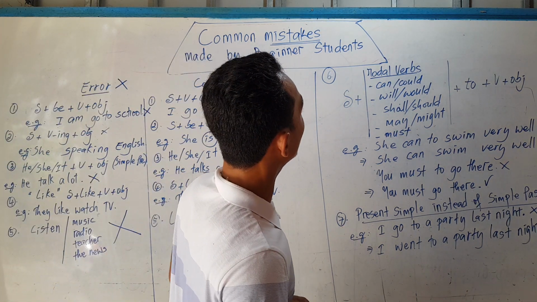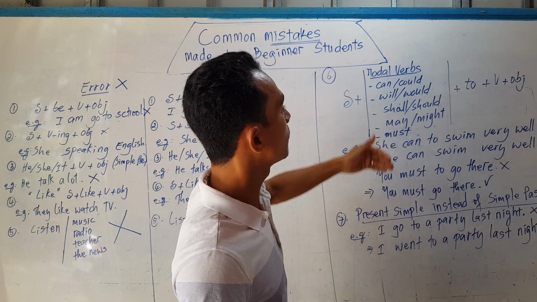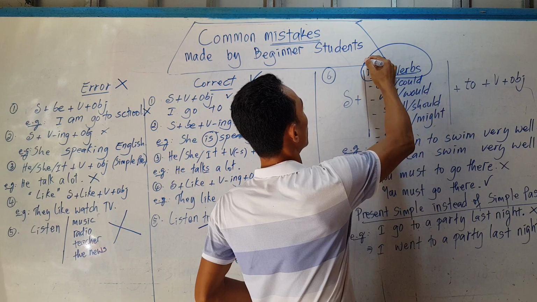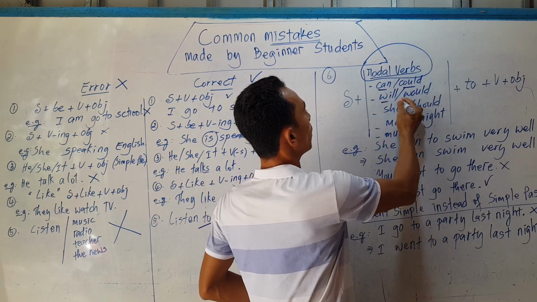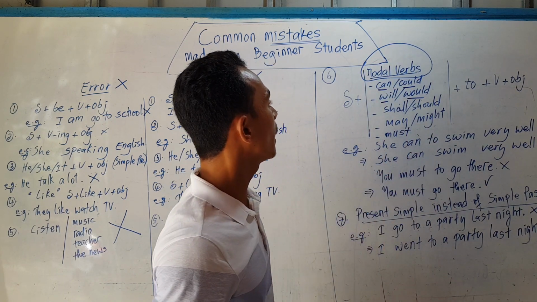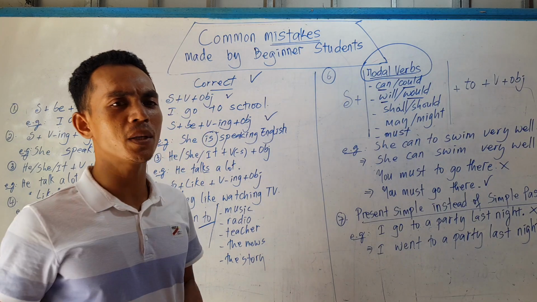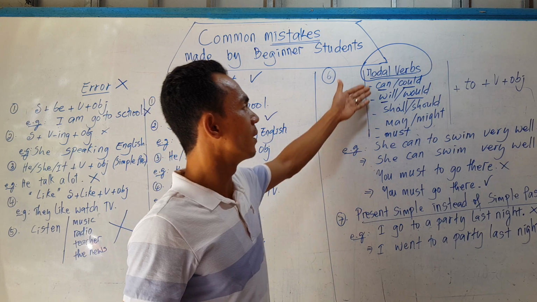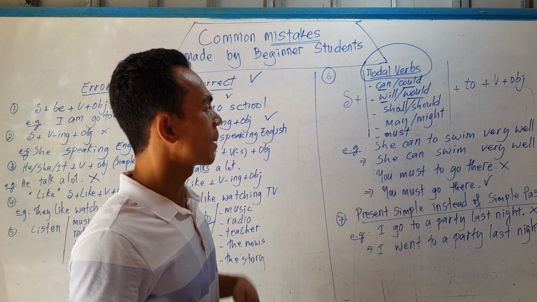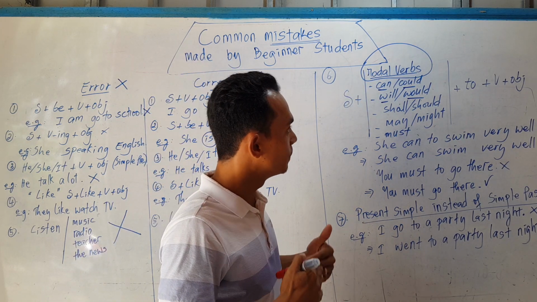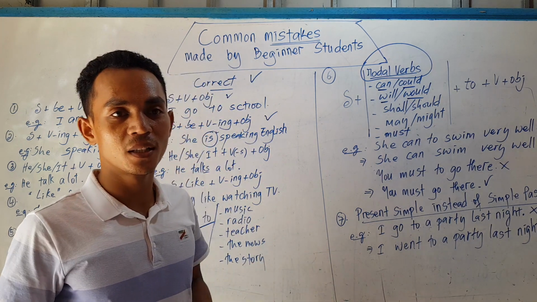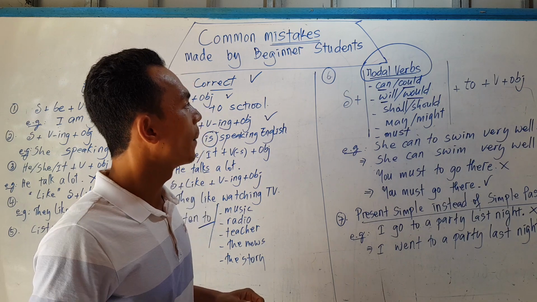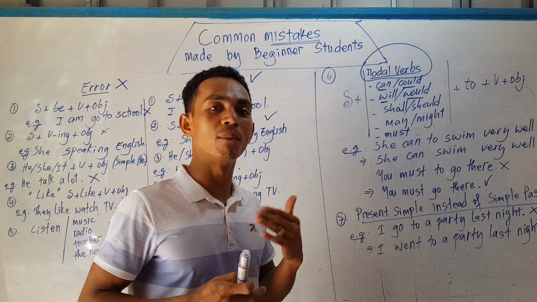Okay, and another one is modal verbs. Students know the meaning of the modal verb. They know what they mean, but sometimes they make mistakes after the modal verb. Sometimes they use to, sometimes they just use the verb with s. But the common mistake is that they usually use the word to after the modal verb.